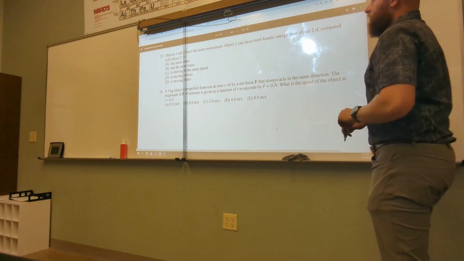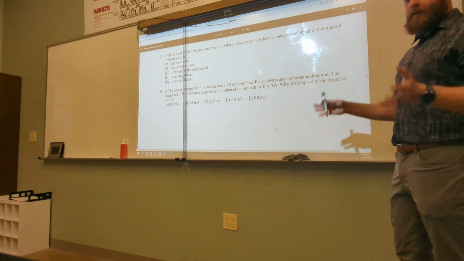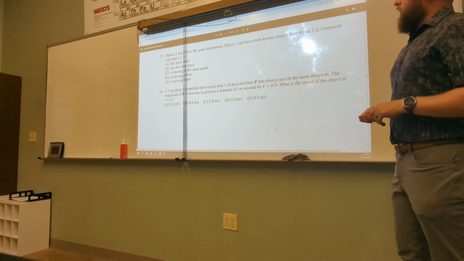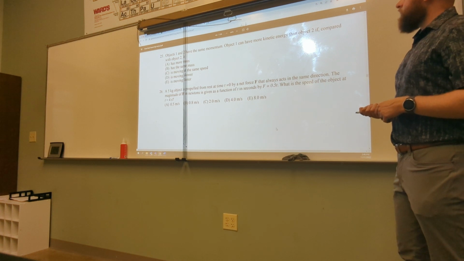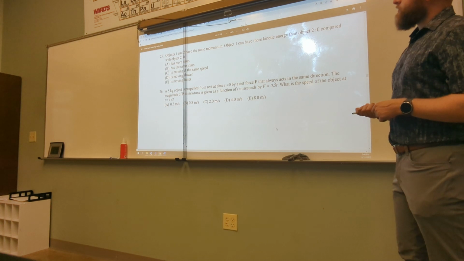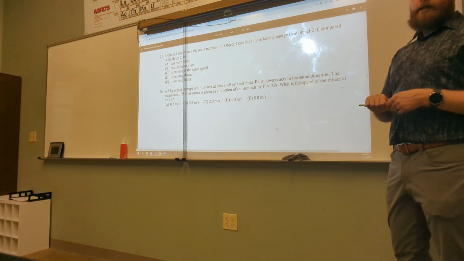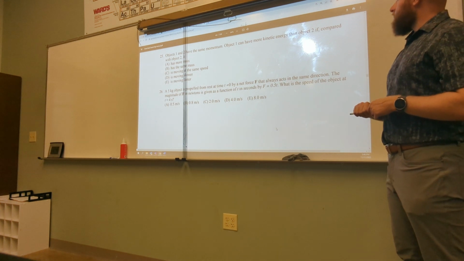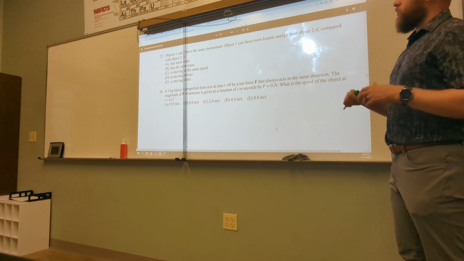So let's look at number 25. Object 1 and object 2 have the same momentum. Object 1 can have more kinetic energy than object 2 if, compared to object 2, object 1 has what?